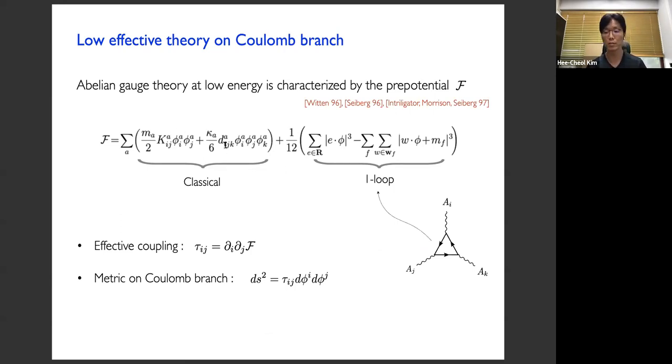And these two terms are coming from the classical contributions. The first one is from the Yang-Mills kinetic term, and the second term is from the Chern-Simons term. And this term is the one-loop contribution, which we can compute by evaluating this triangle diagram for the fermions, gauginos, and matter fermions. Then on the Coulomb branch, the effective coupling is set by the second derivative of this prepotential, and also the metric on the Coulomb branch is determined by this effective coupling.